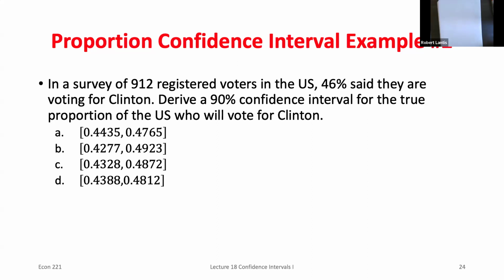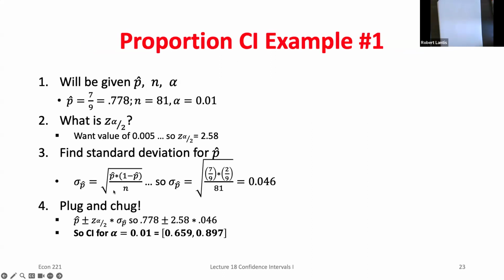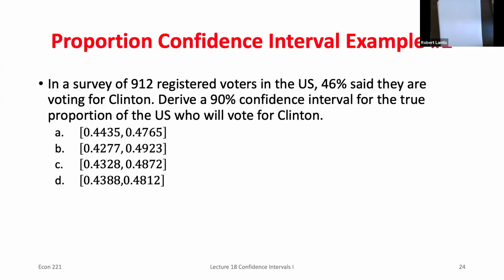So you could set this up for the upcoming election too if you had some sample data. But there was this survey of 912 people, and 46% said they were planning to vote for Clinton. Derive a 90% confidence interval for what the true proportion was. Well, pretty high sample size here. So right away, we should be thinking about the distribution of our sample proportion with a really high sample size. What will that do? Well, as the sample size gets higher, that standard deviation is going to be smaller. We should be able to get a pretty narrow confidence interval here.